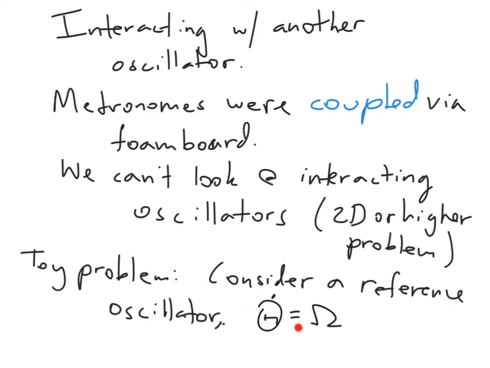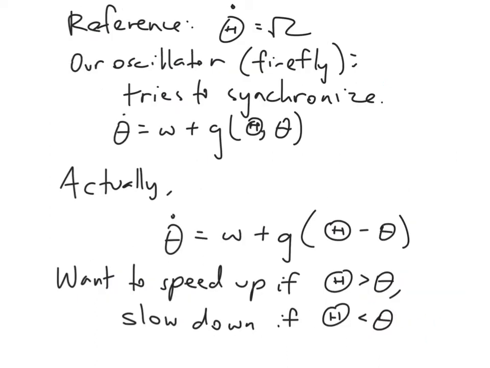So imagine that there's a reference oscillator and it's just oscillating at some constant angular velocity. So we have this reference, and then we add our oscillator. And this is actually a model of a firefly. In some parts of the world, fireflies will respond to a light stimulus and will try to flash at the same frequency as a light stimulus. And so this firefly is trying to synchronize.